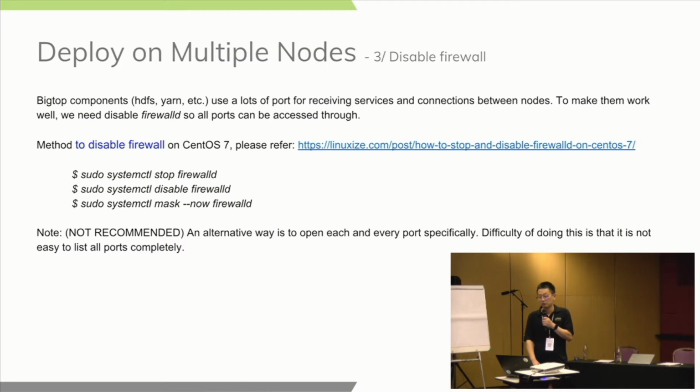Okay, so also as one of the preparations, you need to disable the firewall. Firewall for big data components: they use HTTP, they use TCP to communicate with each other. So they need ports to be opened, so they can accept connections and communicate with each other. So in my tests, I just disable the firewall.